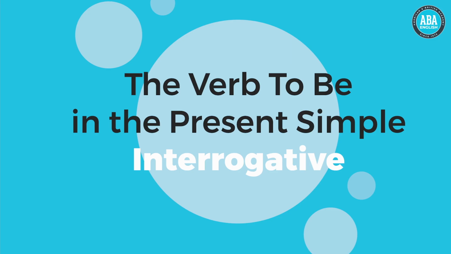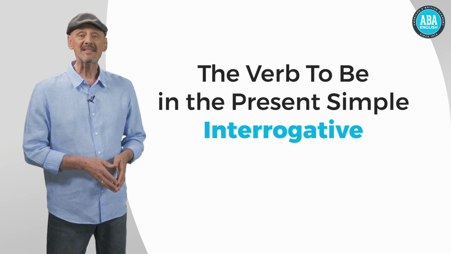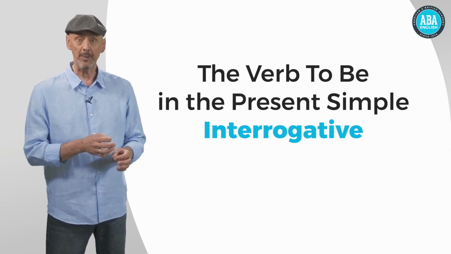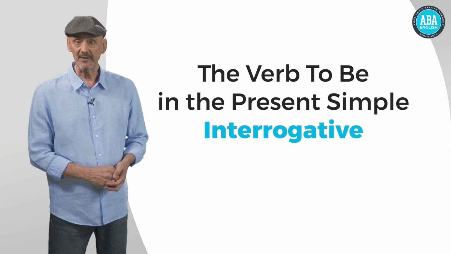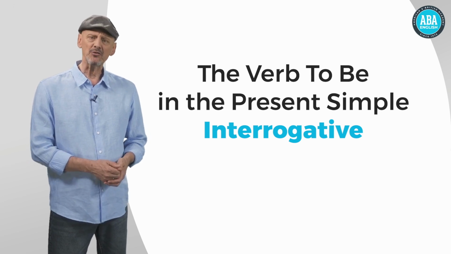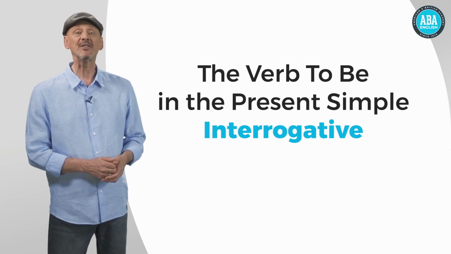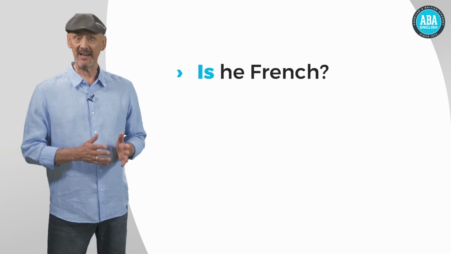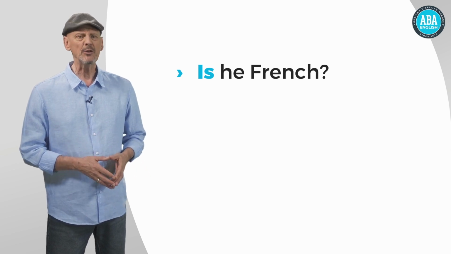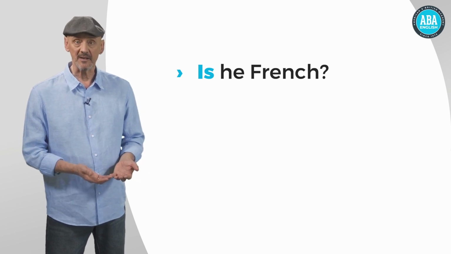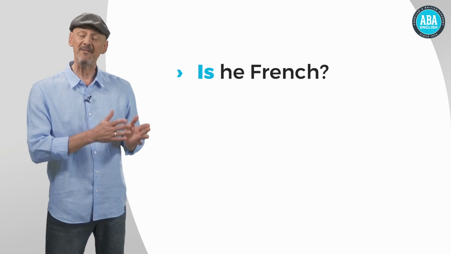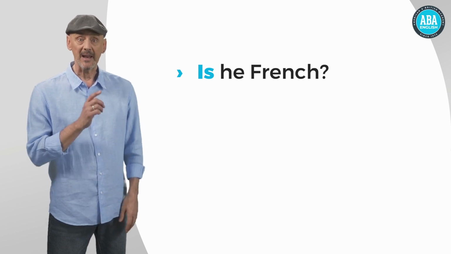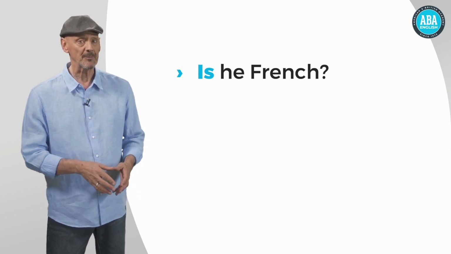The verb to be in the present simple interrogative. Now, let's see how to form the verb to be in the present simple interrogative. In the extract from the ABBA film, we could see the sentence, is he French? As you can see, to form the interrogative, we put the verb before the subject. Let's see some more examples.